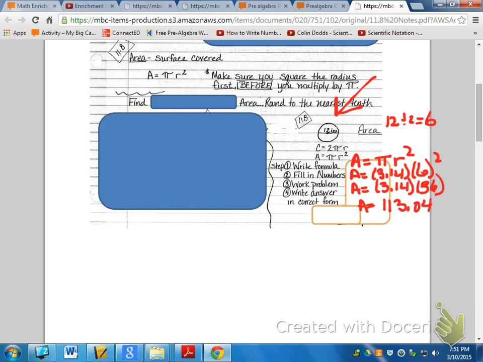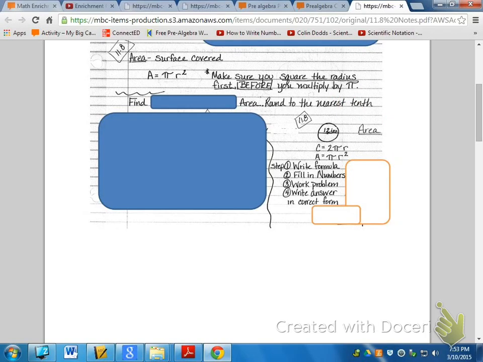113.04. I'm going to round this to the nearest tenth. The 4 says stay down, so 113.0, and that is inches squared. And yes, you must leave that 0 on there because it did not come out to exactly 113. So you must show that by leaving the 0 on there.